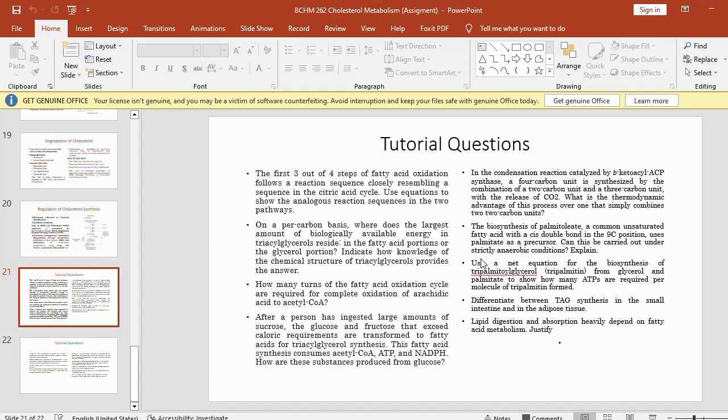Now the next question says, use a net equation for the biosynthesis of tripalmitoylglycerol, that's tripalmitin, from glycerol and palmitate to show how many ATP are required per molecule of tripalmitin. So this answer, I don't think I need to go through, because you talk about the synthesis from glycerol, formation of glycerol 3-phosphate, how ATP is actually being utilized, and then before you come to the transfer of acyl group, how does the fatty acyl-CoA even get produced?